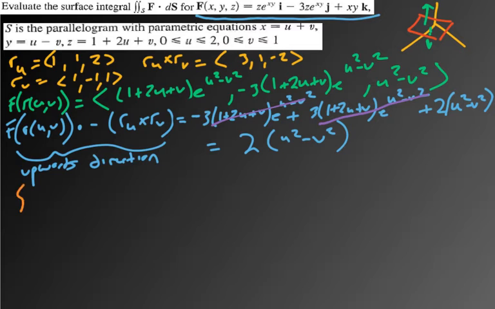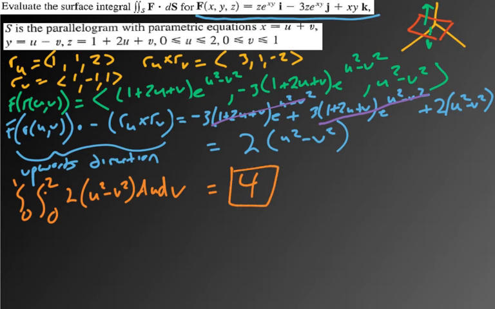So in the end, your u is going 0 to 1, your v is going 0 to 2, and then you're just doing 2 times u squared minus v squared du dv. And everything there is a nice polynomial integral. I'm not going to spend time to go through that. You would just get 4, okay?